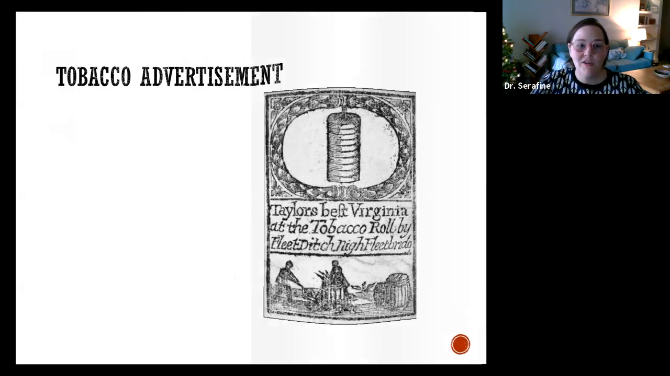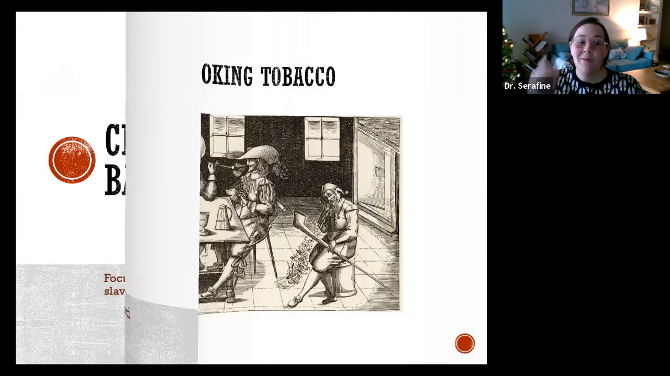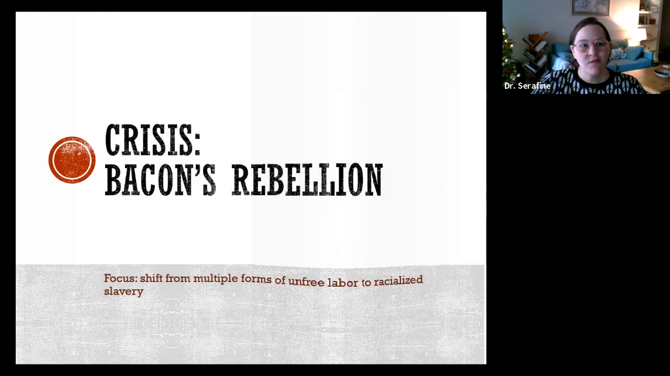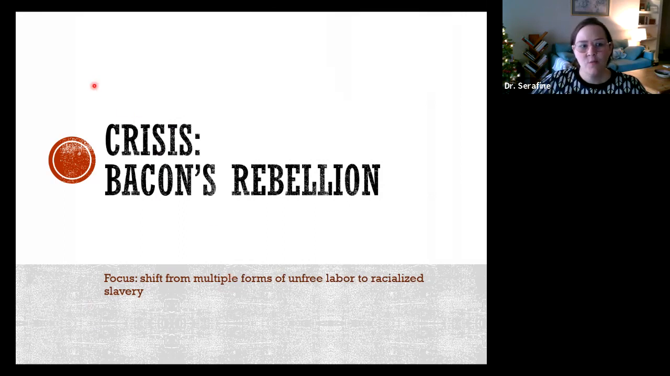I'm going to go back. I've got a better picture of Europeans can't get enough of tobacco. There we go. Europeans cannot get enough of tobacco. This is the first major cash crop in the Chesapeake region. Okay, so we're still in Virginia, and we're going to end with this crisis of Bacon's Rebellion in Virginia in 1676. So let's put this all together, and we're going to see how multiple issues come to a head. Conflict with Native Americans, a labor system based on multiple types of unfree labor, and that English hunger for land.